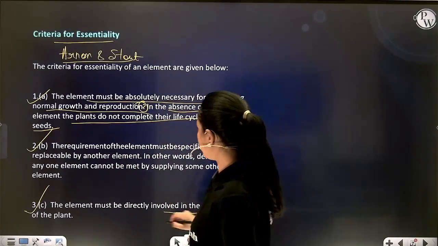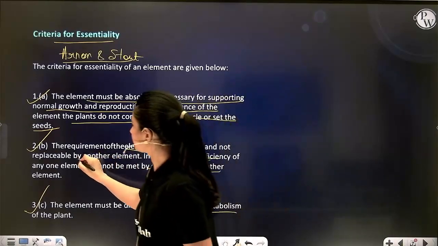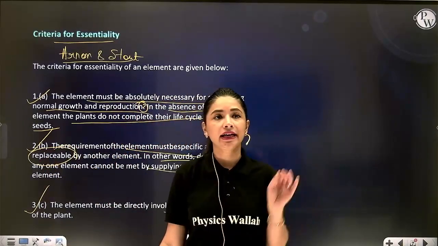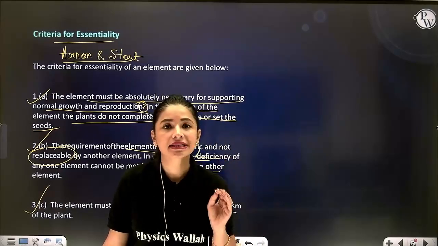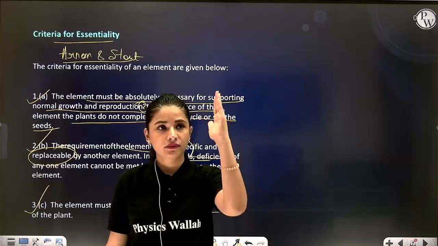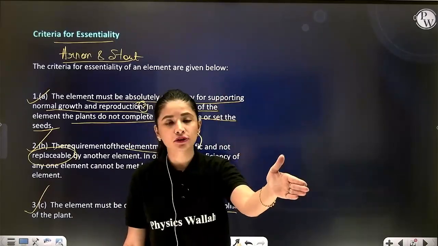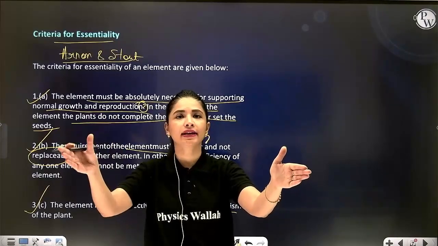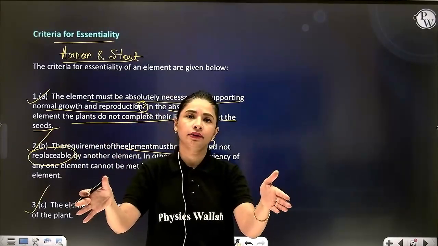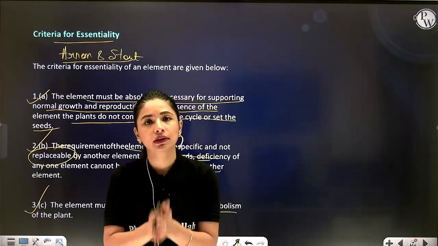They should be irreplaceable. Right? Elements should be highly specific. If the symptoms are coming due to calcium deficiency, then only calcium can overcome those symptoms, not magnesium or iron. So elements should be highly specific and irreplaceable.